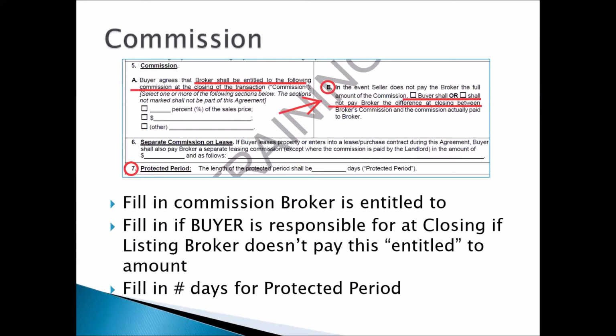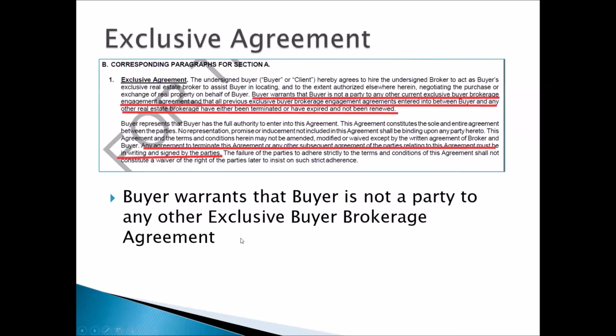So let's go over it. It states that the buyer agrees that the broker is entitled. It doesn't say in paragraph 8 that the buyer is paying. It says the broker is entitled to the commission at the closing of a transaction, a certain percent of the sale price or a flat fee. Paragraph B says, in the event that the seller does not pay the broker the full amount of commission that you had listed over in paragraph A, the buyer shall or shall not pay the broker the difference at closing between the broker's commission and the commission actually paid. So you fill that part in.